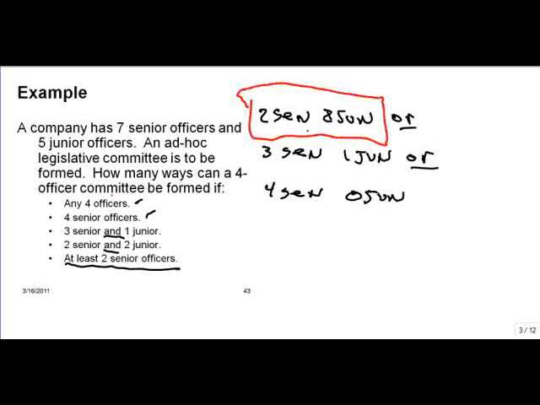So again, we want to take a look first at this guy. 2 seniors, 2 juniors. Same process. How many seniors do we have? 7. How many do I want? 2. Does order matter? No. So there are 7 choose 2 ways. And for the juniors, we already know that this is going to be 5 choose 2.